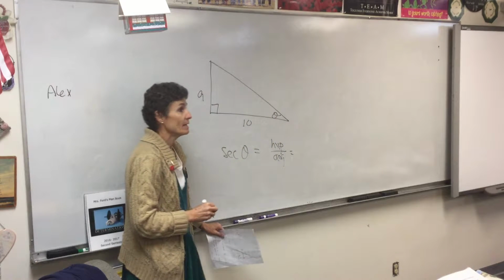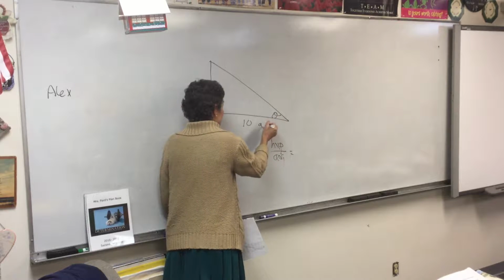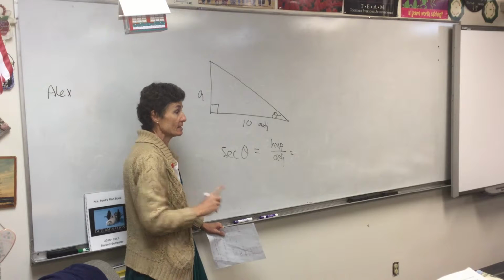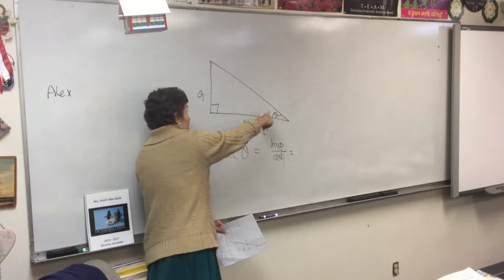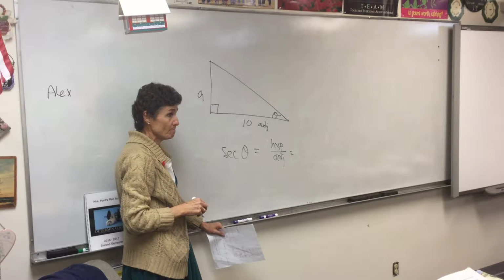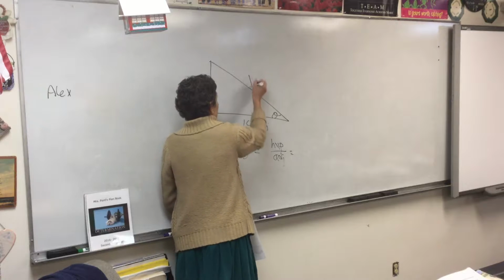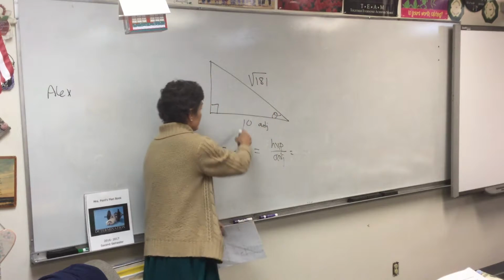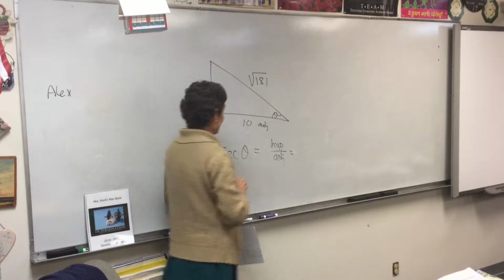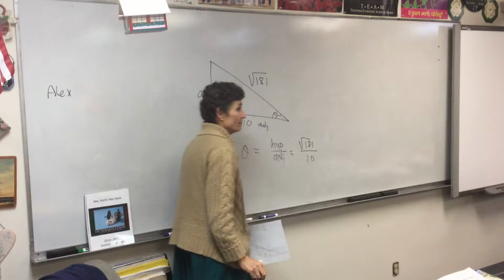You okay with that? Now the problem is, I've got my adjacent side. There's theta, so this is my adjacent side. Does everybody understand that? That's adjacent. This would be opposite. But I don't have my hypotenuse, so I'm going to do my Pythagorean theorem and get my hypotenuse. So it's going to be the square root of 100 plus 81. So my secant is the square root of 181 over 10.